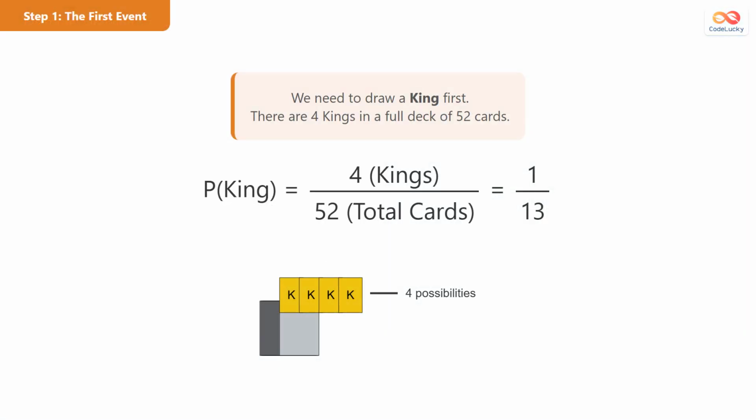Step 1 is straightforward. We need to draw a king. Since there are 4 kings in a deck of 52 cards, the probability of this first event is 4 over 52, which simplifies to 1 over 13.